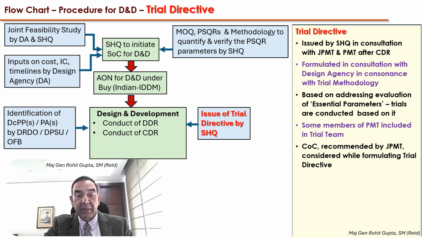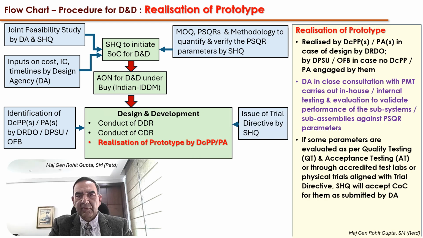Some members of the PMT, since they're familiar with the process and the product concerned, and in the design of the product, are included in the trial team. Certificates of conformance, wherever they are provided and recommended by the JPMT, are considered, and trials may not be carried out in case the agencies have the certificate of conformance. We will look at it in a subsequent slide.